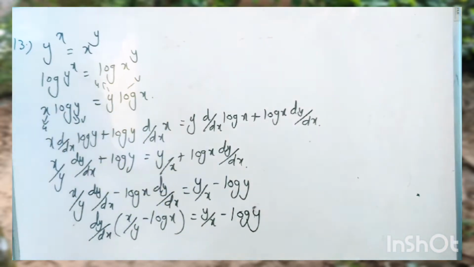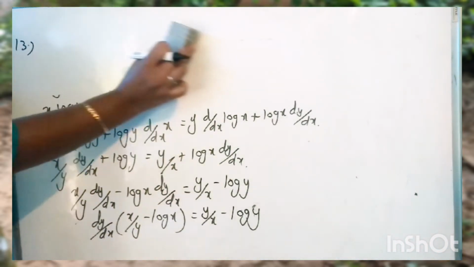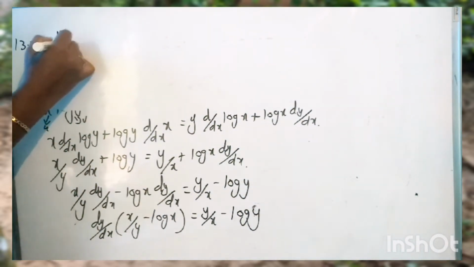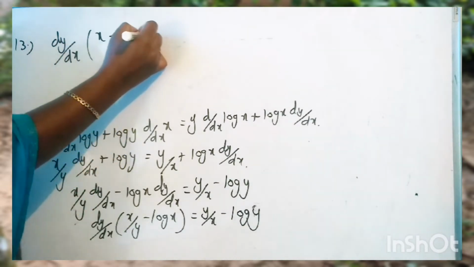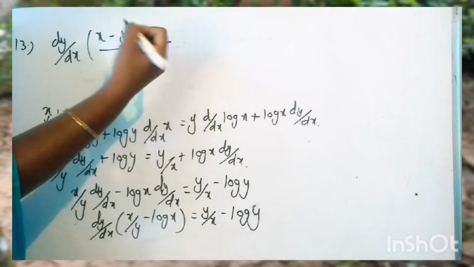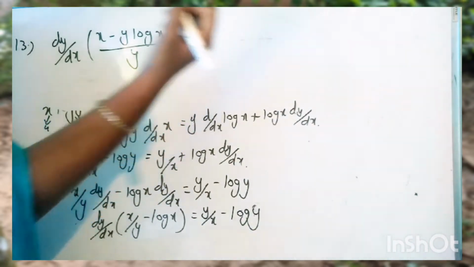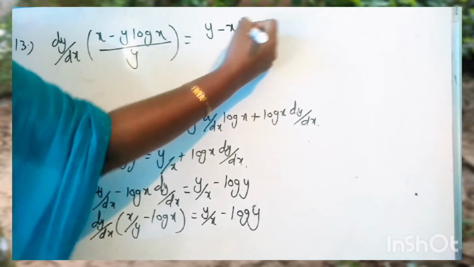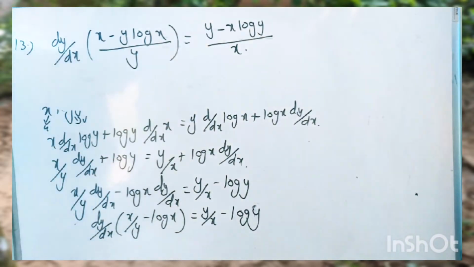Okay, now take LCM on the LHS and RHS. Then dy by dx into (x minus y log x) divided by y is equal to (y minus x log y) divided by x.